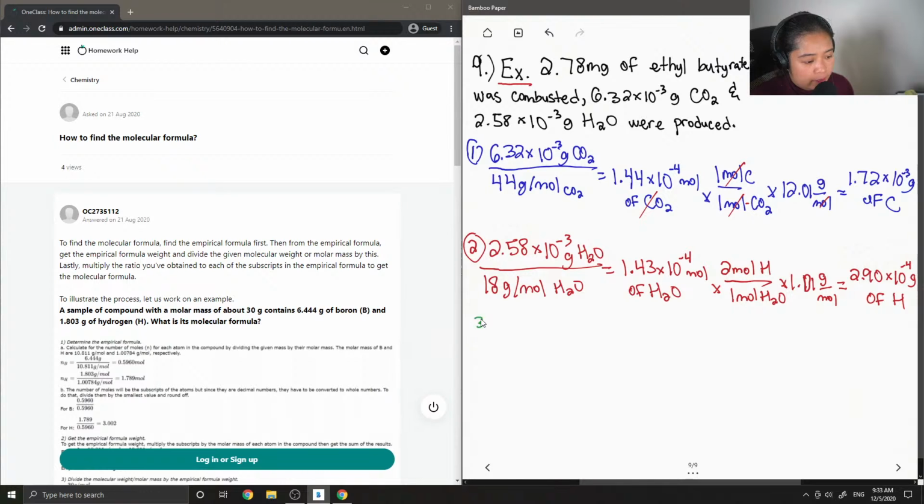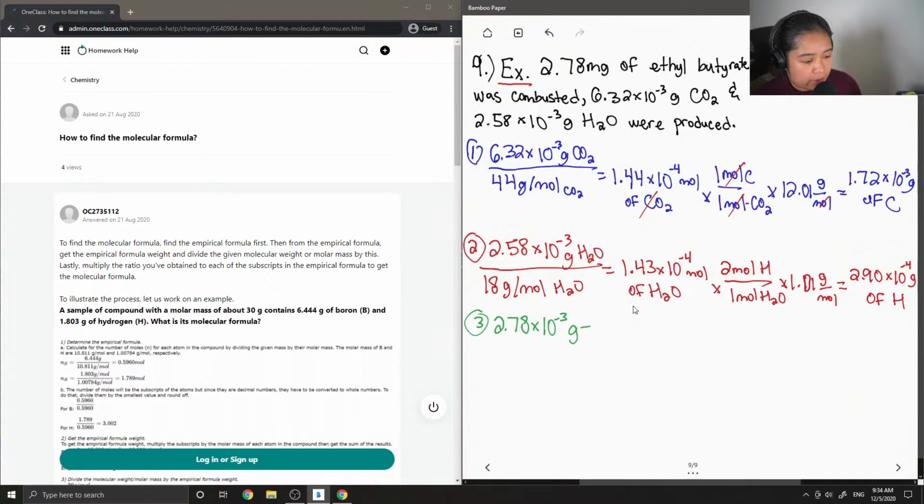Okay, so the only element that is unaccounted for is our oxygen. Since oxygen is in both CO2 and H2O, this is why we do oxygen last, because we know that the remaining grams that are left in the sample are just from oxygen. So all we need to do is convert the total sample of ethyl butyrate to grams. So it is 2.78 times 10 to the negative 3 grams.